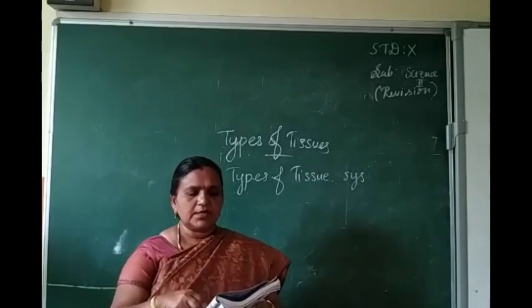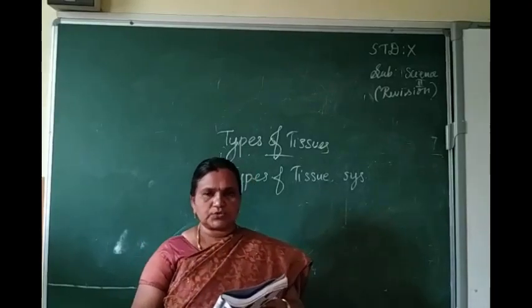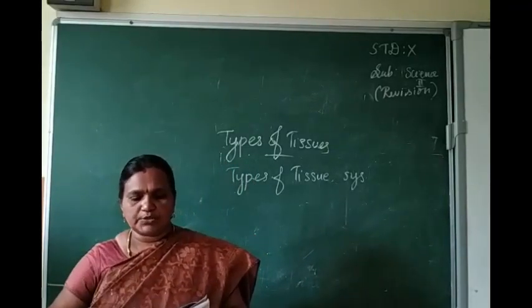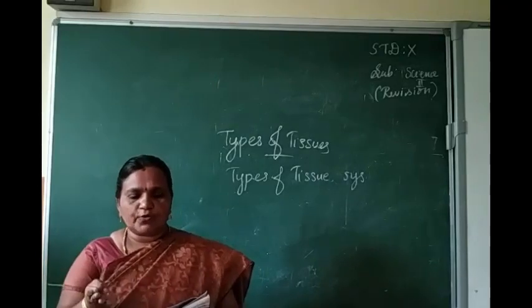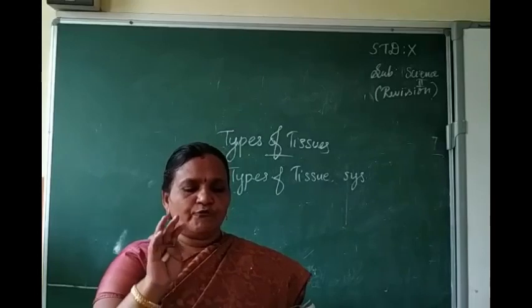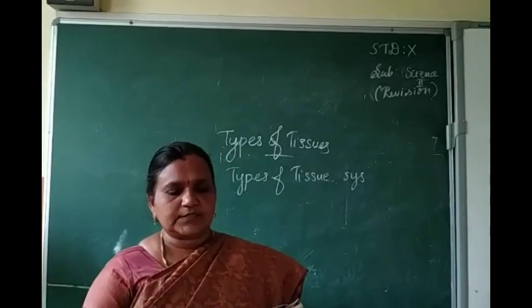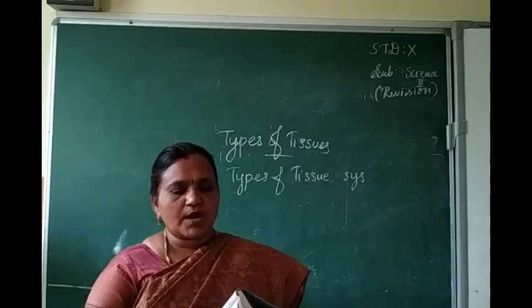Then the vascular system, the third type of tissue system. What are the components of this vascular tissue system? Vascular tissues are xylem tissue and phloem tissue. Separately, in the match the following format, they will ask this question also, reasoning questions also. Functions: what are the functions of dermal tissue system? Two important functions, protection and prevention of water loss.